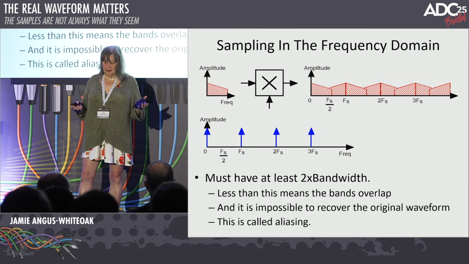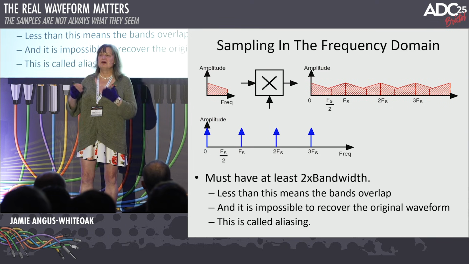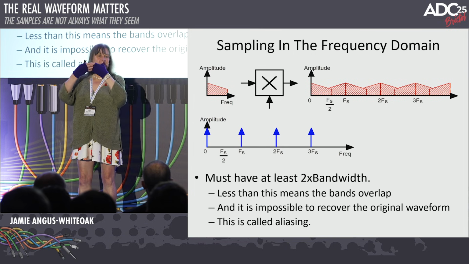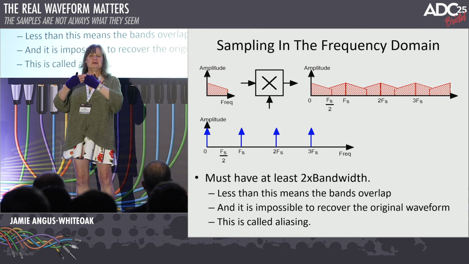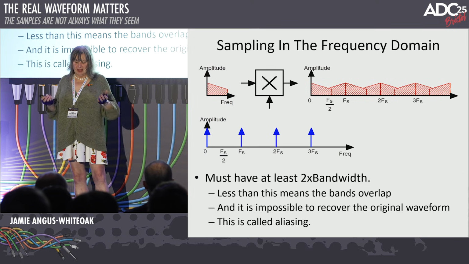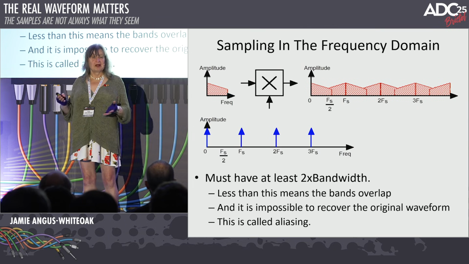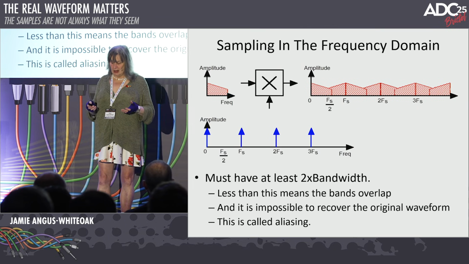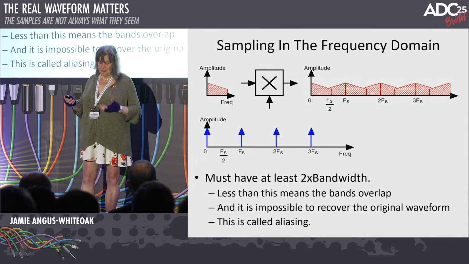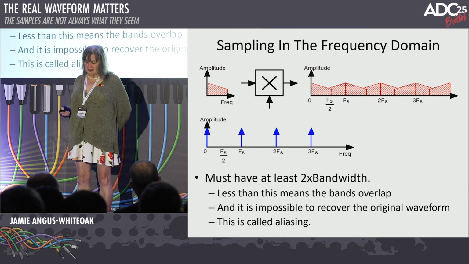In the frequency domain, we can see that we need to have at least 2 times the bandwidth so that these replicants don't overlap each other. And we were taught that at university. It means if we have any overlap, we can't recover the original signal. But those aliases are still there even if there are gaps between them. But if they're overlapped, it's called aliasing. And I've got a little example.